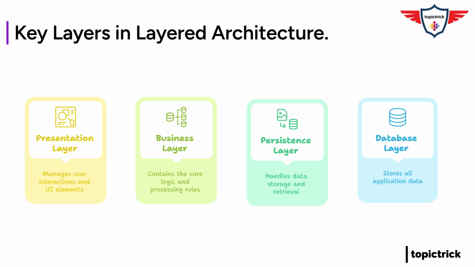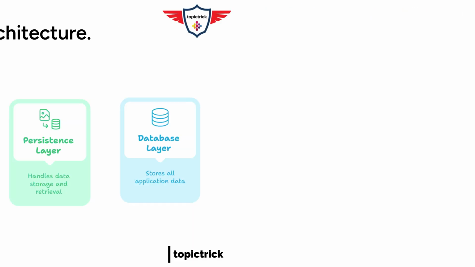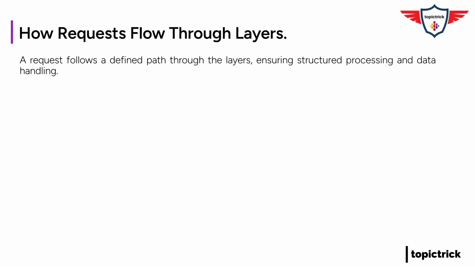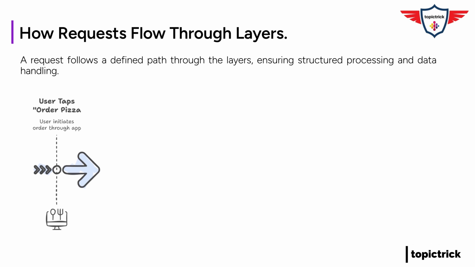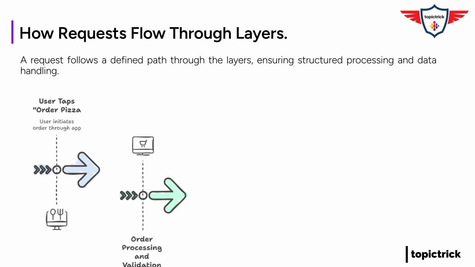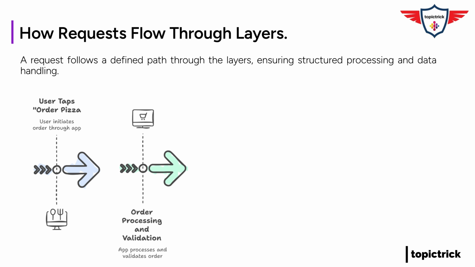Okay, that makes sense. So how does a request actually move through these layers? Let's say I'm on an app and I'm ordering a pizza. What's the journey of that order, from my hungry fingertips to the pizza place? Okay, let's follow that pizza order. You tap Order Pizza on your app. That's the presentation layer. That request goes straight to the business layer. That's where the app processes your order, checks if they have the pizza you want, applies any discounts, and calculates the total cost. So the business layer is kind of like the brains of the whole operation, making sure everything's running smoothly behind the scenes.